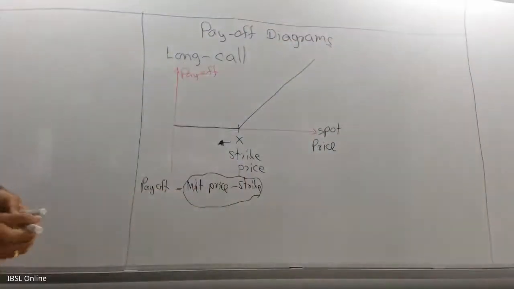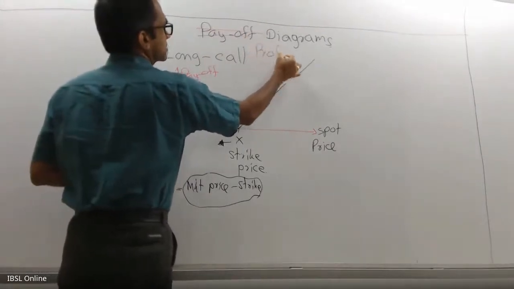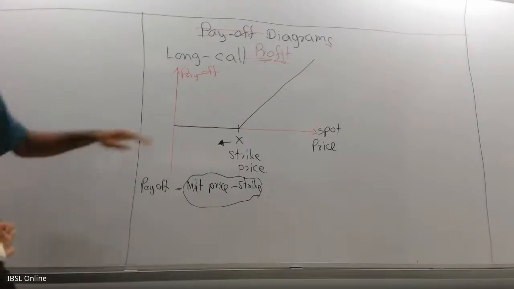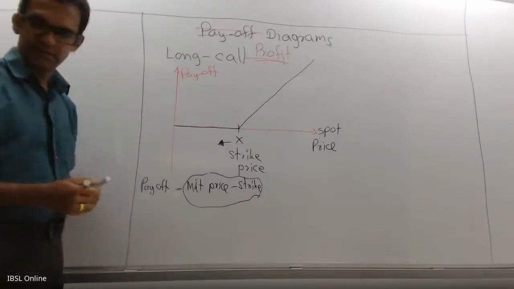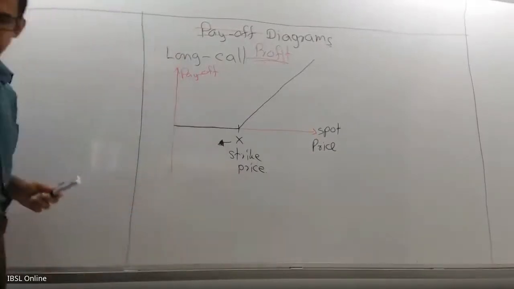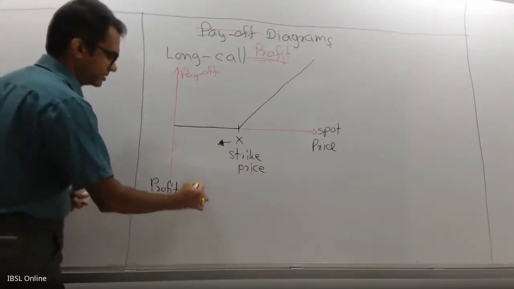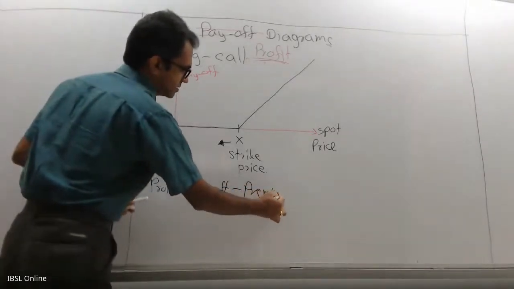Then I'll explain. This is the payoff diagram, but the profit diagram is different. What is the profit diagram? That is what shows your profit. So this is payoff, what you get at the end. But for the profit, we need to consider the premium. So when we calculate the profit, profit is payoff minus premium.